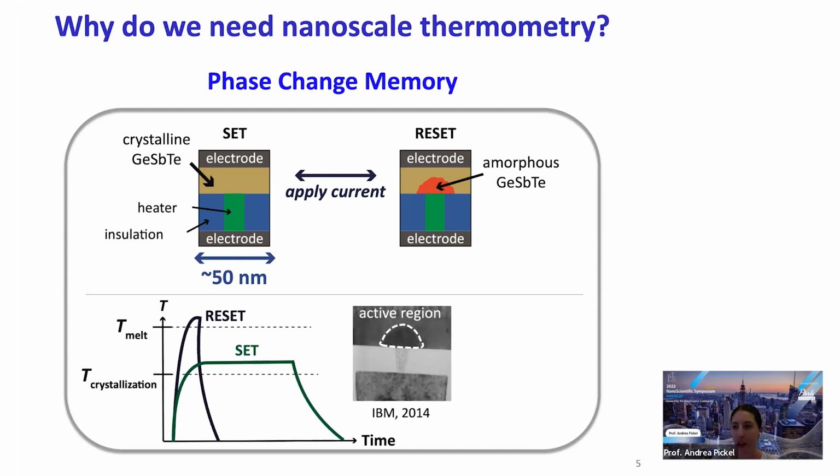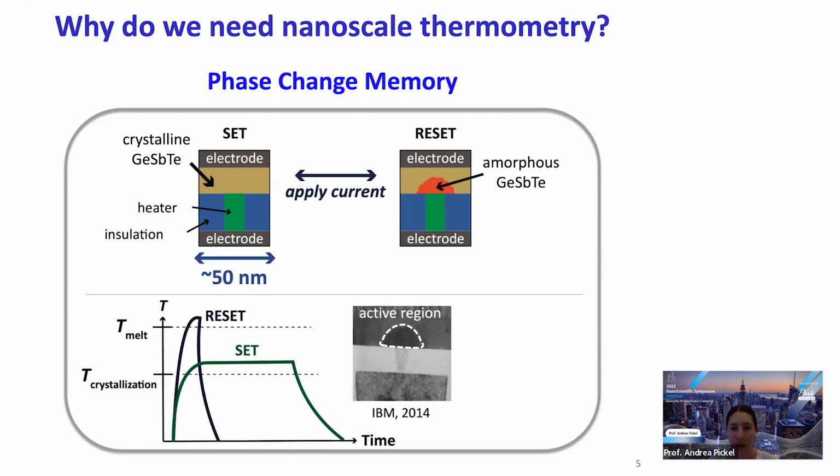And the way that this works is that to go from crystalline to amorphous, the phase change material is heated above its melting temperature and then quickly quenched to lock in the amorphous phase. And to go from amorphous to crystalline, the phase change material is heated above what's called the crystallization temperature, which is lower than the melting temperature, and then held there until it recrystallizes.